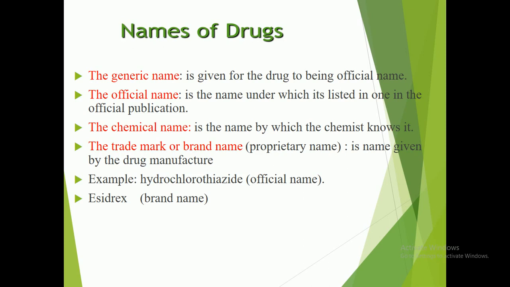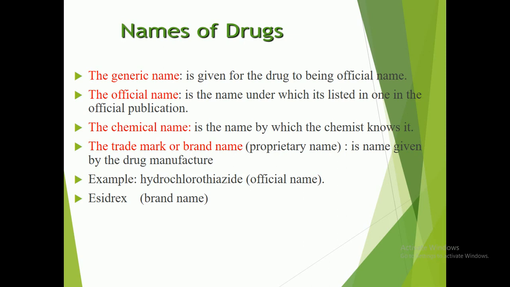The official name is the name which is listed in an official publication. That is called the official name, the name which is used throughout the world. Let's suppose, for example, paracetamol. Paracetamol is available here in Pakistan by the trade names Panadol, Calpol, etc. So this is the name which is used throughout the world.